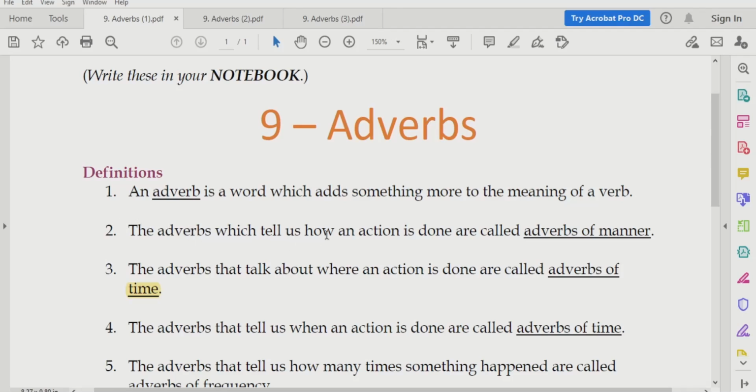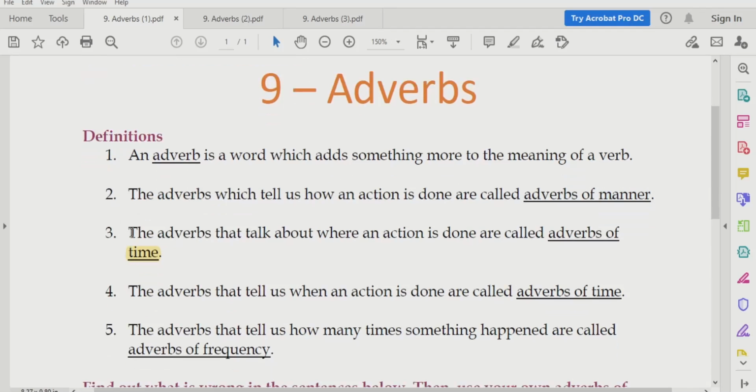The adverbs which tell us how an action is done. Please note, this word is very important. How. They are called adverbs of manner. And you know the meaning of manner is तरीका, किस तरीके से किया जा रहा है. Third one. Now as you can see, I have highlighted this over here. Dear students, it was a typing mistake over here. I will be also sending this to you.